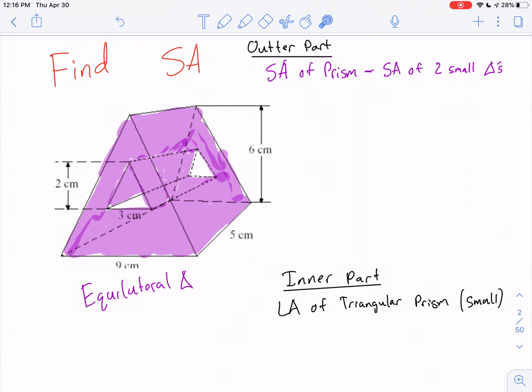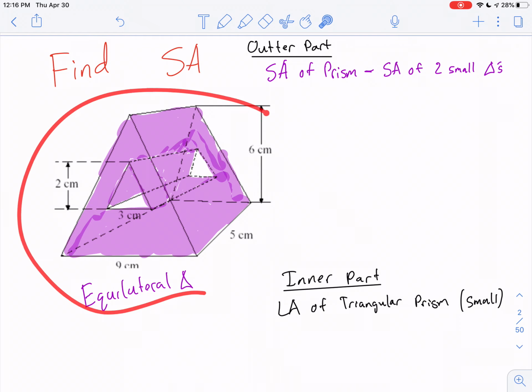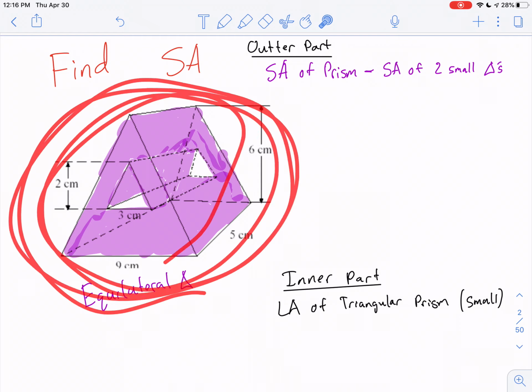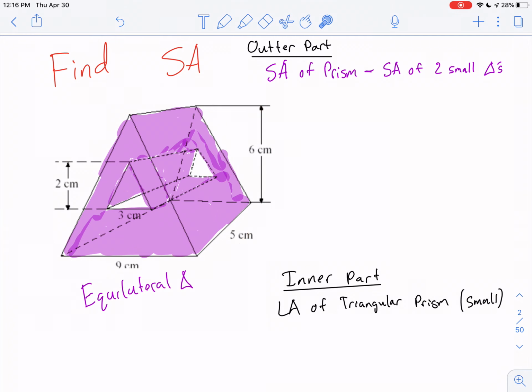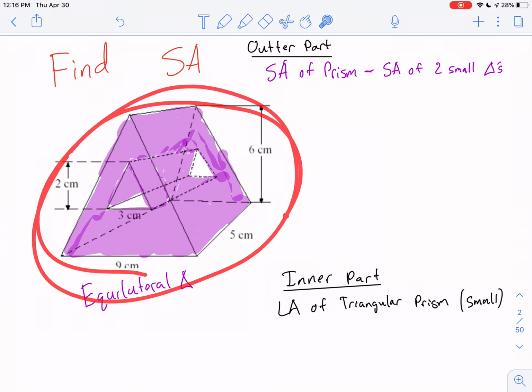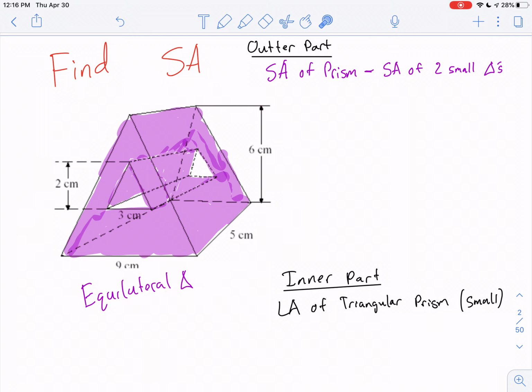Alright guys, so here's a bonus problem. This is going to be a very good problem for you to study for your test. You have this very crazy, cool diagram. Essentially, the big shape is a triangular prism, and then they cut a triangular prism right through the middle.